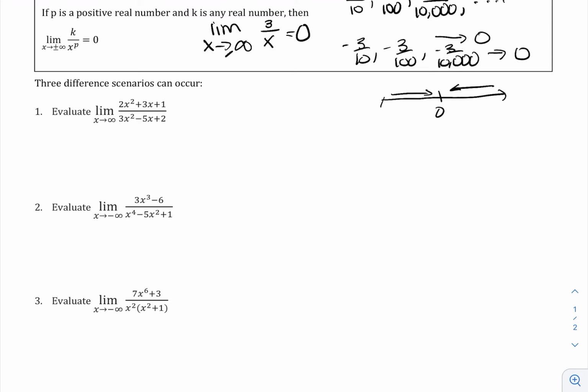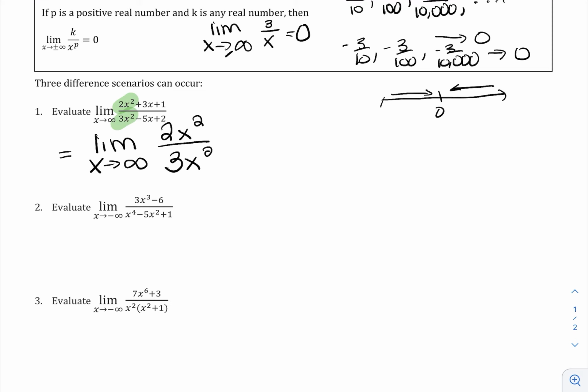So because it's a rational function, and because we're taking the limit as x goes to positive or negative infinity, we are going to look at the leading term, but of the top and the bottom. In a polynomial, you only have one leading term. So here, because I have a top and a bottom, I have a leading term in the top and a leading term in the bottom. So for number 1, my leading term is 2x squared, and in the bottom, it's 3x squared. So I'm going to rewrite my limit. I still need my limit symbol because I'm not evaluating it yet. I'm just taking the leading term.